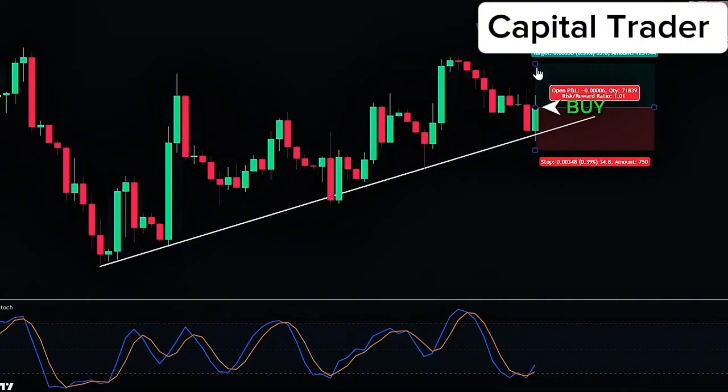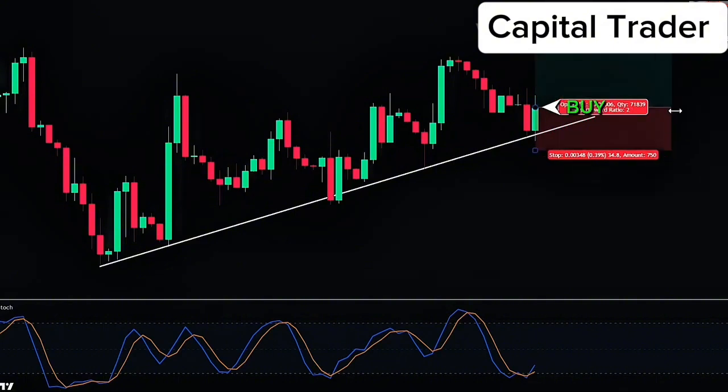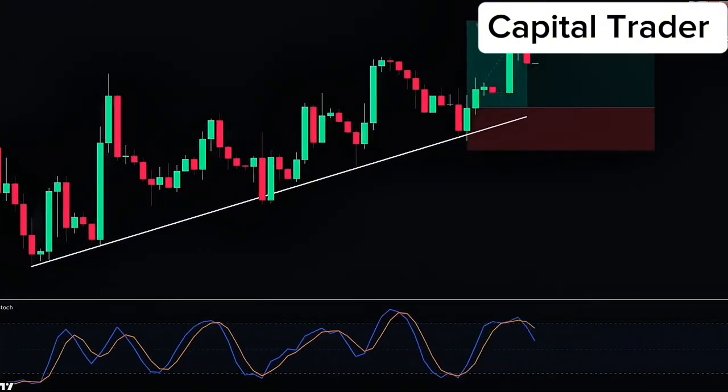And we'll set our target. Set it according to the risk to reward ratio, 1.5 times, twice, or 2.5 times. Now as you saw, the price has achieved the target very easily.